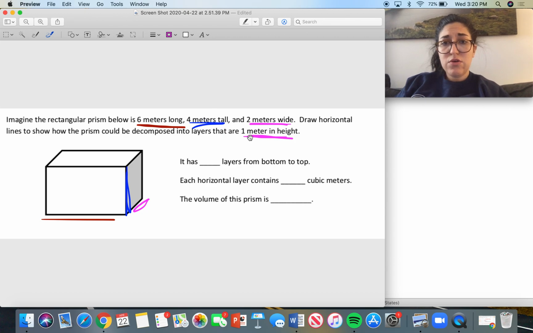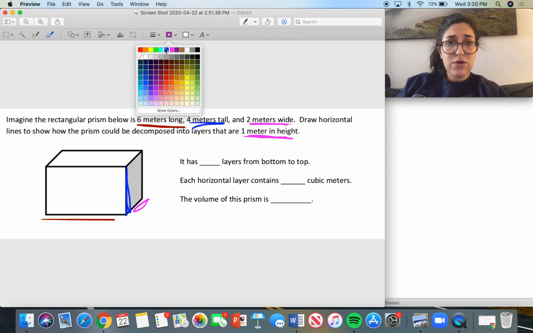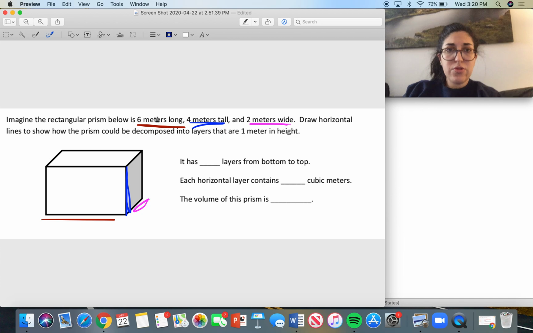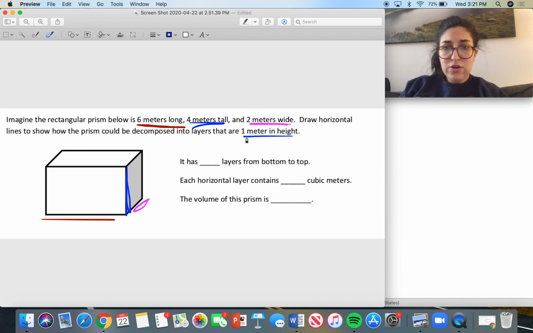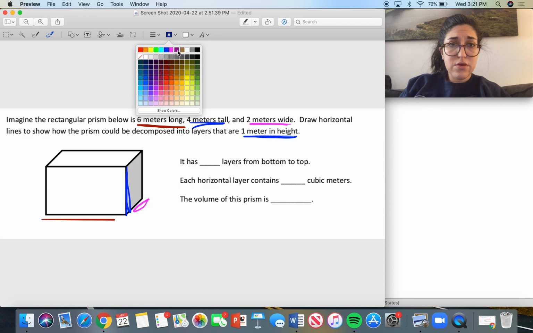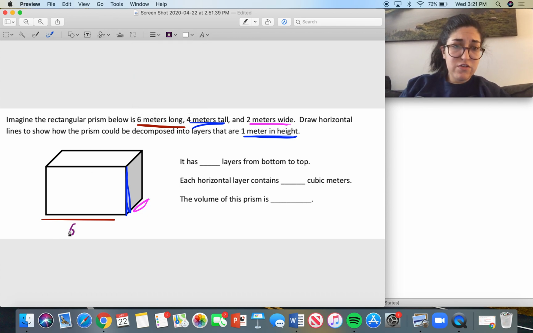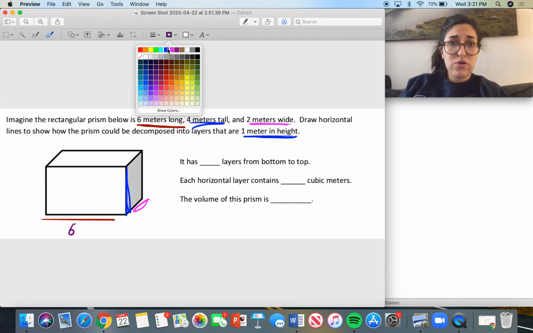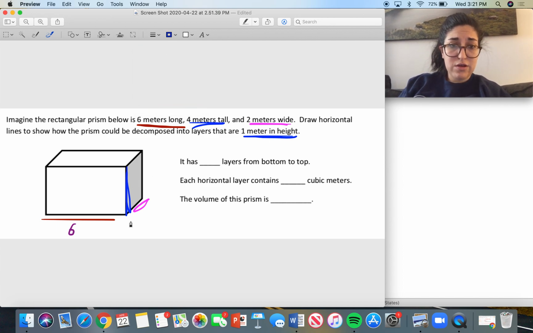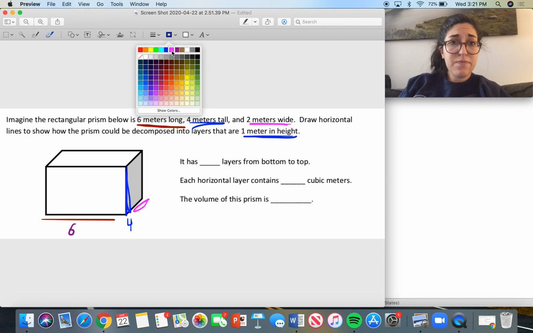So here we go. So what do we know? We know that if it's 6 across, which is what it said it was, 6 across. It said it was 4 meters high, right? And it said it was 2 meters wide.